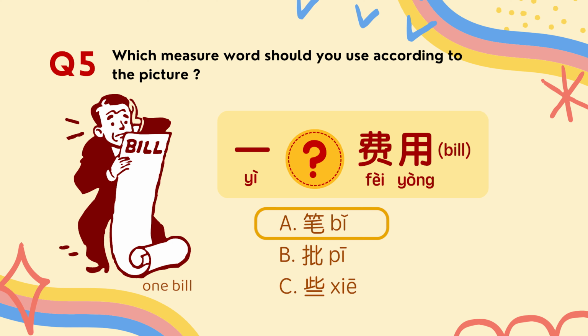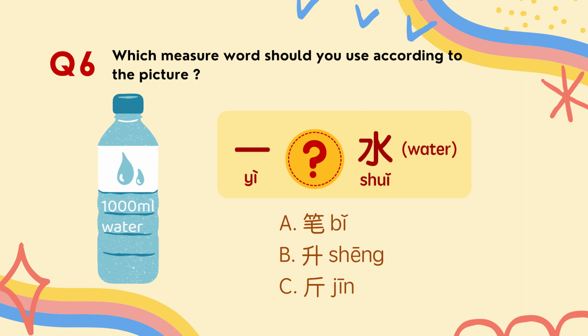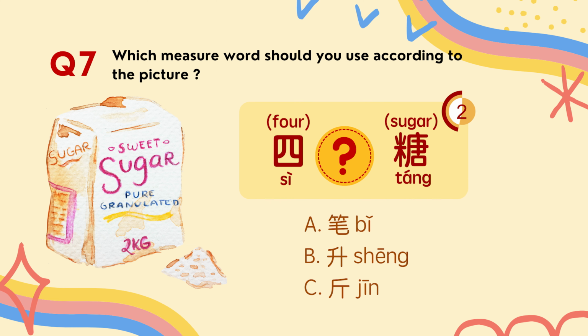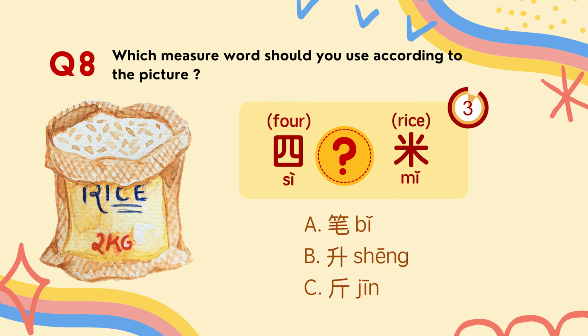一笔费用。费用 means bill. 一升水。水 means water. 四斤糖。四 means 4. 糖 means sugar. 四斤米。四 means 4. 米 means rice.